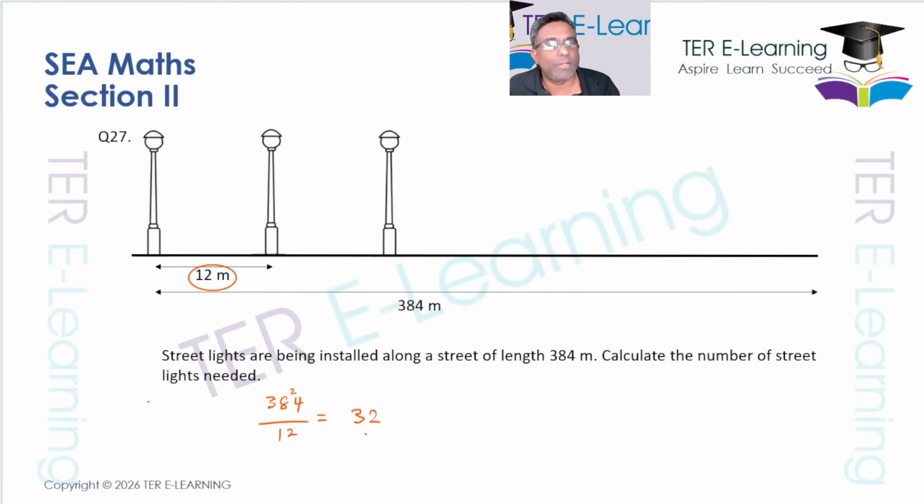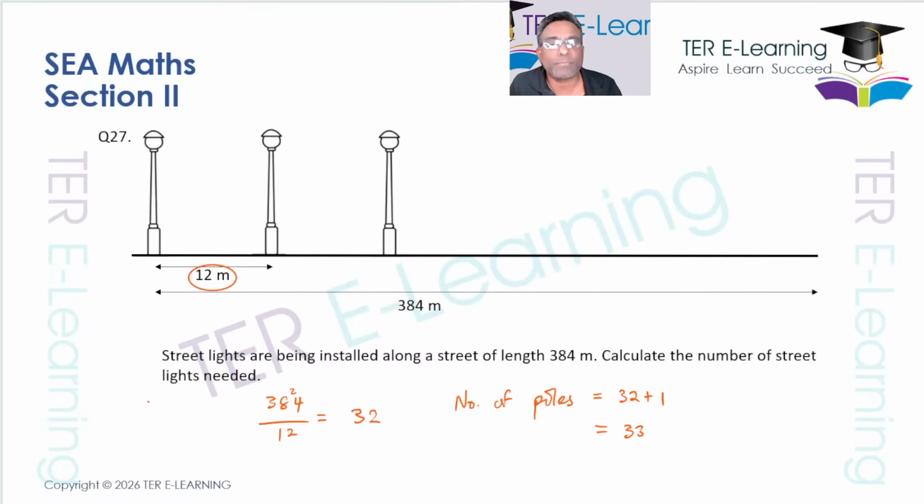Now, some people want to put 32 as the answer, but that's not the answer. Whenever you have poles along a straight line, what we need to do is to add 1 to the answer. So the number of poles in this case that is required will be 32 plus 1, which will give us 33. So please don't make that mistake and put 32 as the answer.